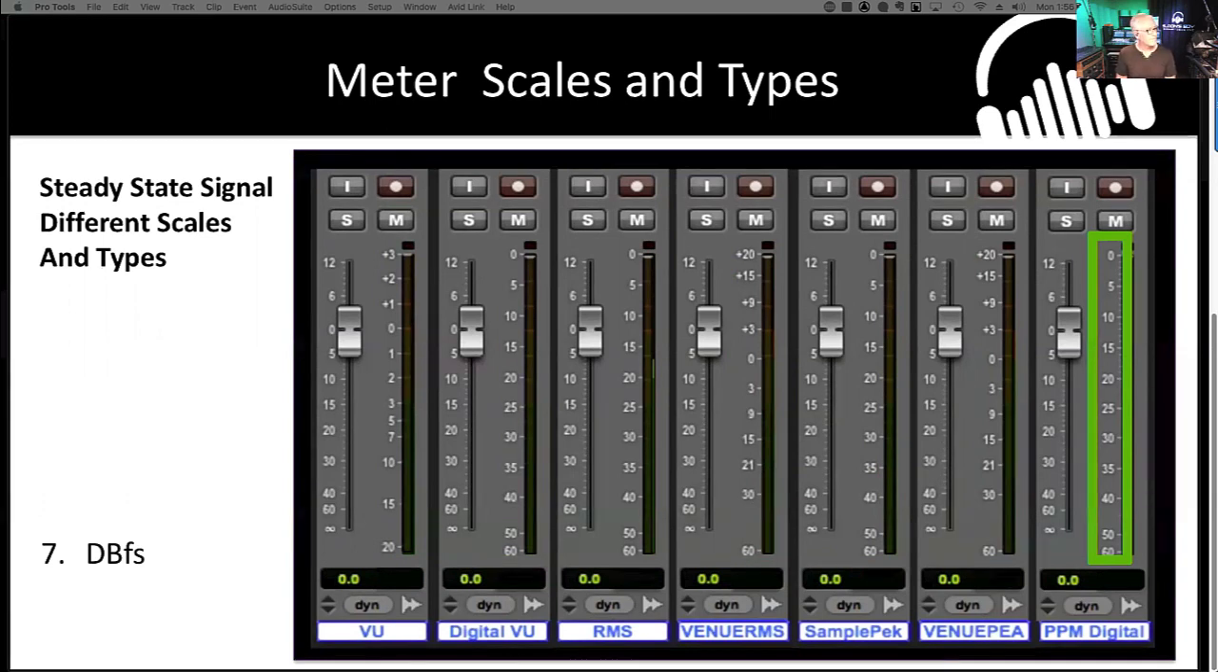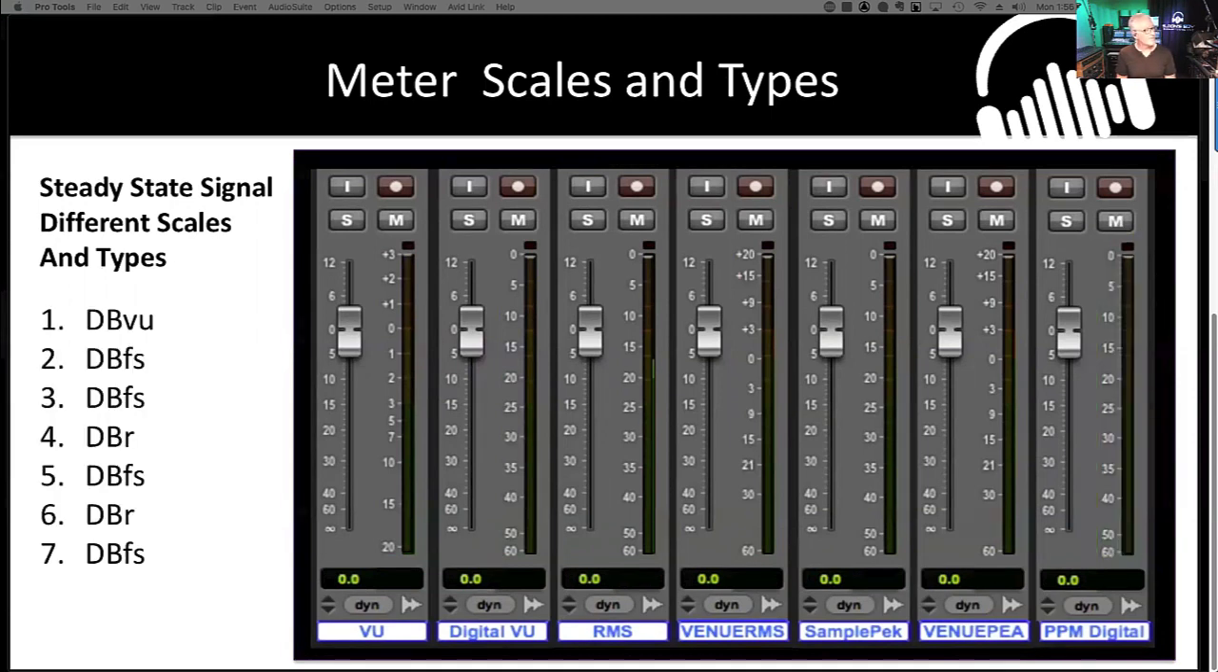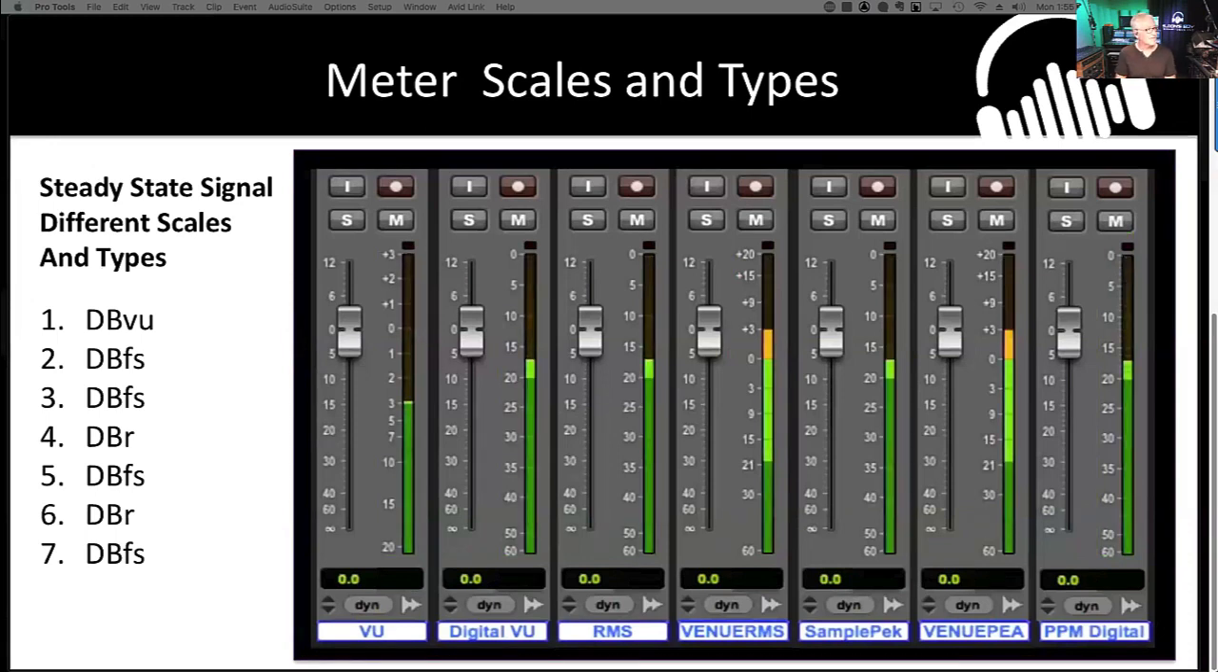My point of bringing all this up is, once you have these all there, check this out. Let's see if I can get it to work here. This is a steady state signal. This is a tone going into those channels. They are all reading the exact same tone, but they look different, right? If I don't have an expectation of what I'm looking at here, I'm going to make bad decisions, right?